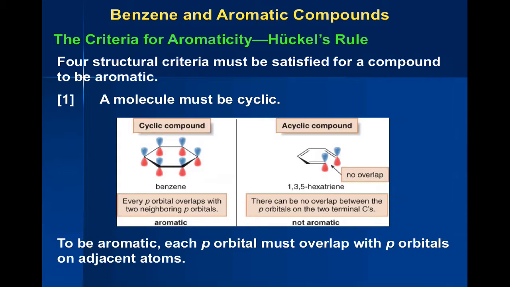And each and every one of these criteria must be met. No ifs, ands, or buts about it. And rarely have you heard me say something that definitive, right? So if you have three of the four criteria, you can't say, well, it's sort of aromatic. It ain't aromatic, okay? The first rule is a molecule must be cyclic. What do I mean by that? What does it mean to be cyclic?